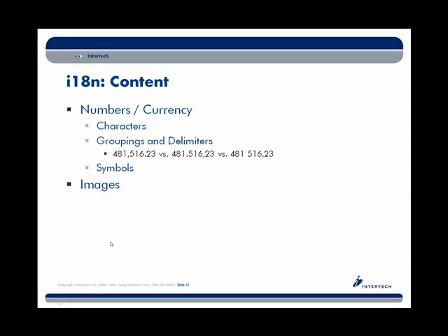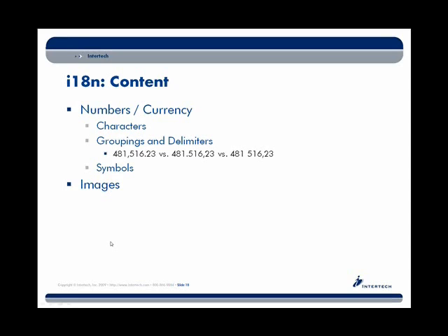In addition to text, you'll want to pull out numbers and currencies. Sometimes the actual numbers are different. The characters that represent numbers can be different. Other times it's just the groupings and delimiters. So for example, in the US we may represent the number you see on slide 18 as 481,000,516.23.